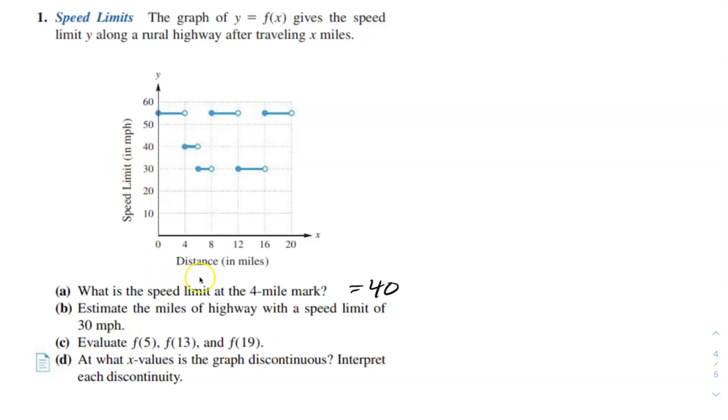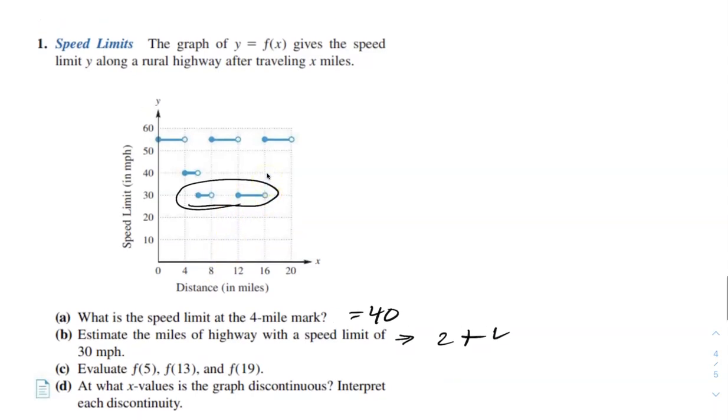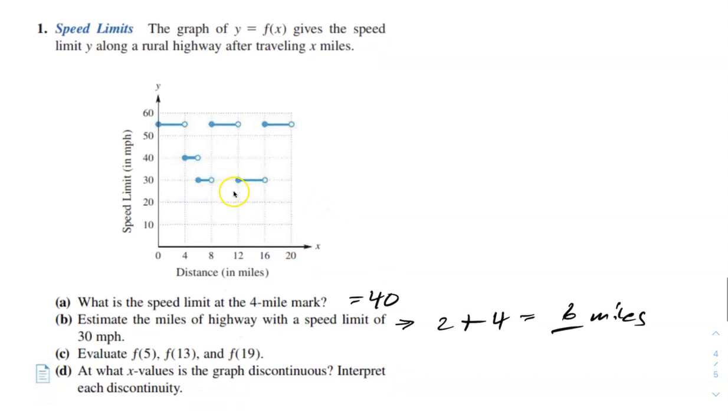Estimate the miles of a highway with a speed limit of 30 miles per hour. So you want to estimate how many miles have 30 miles per hour. So here's 30. This starts at, let's say, 6 to 8, so that's 2 miles, plus this goes from 12 to 16, so another 4 miles. So 6 miles. That's the only part of it that's 30. So there are 6 miles of highway that have 30 miles per hour.